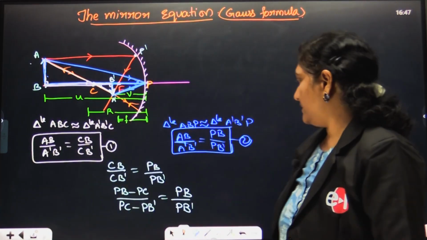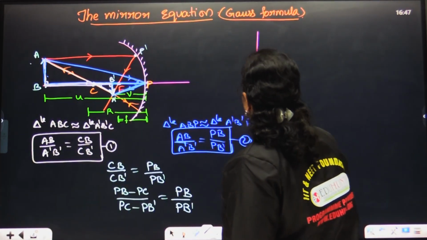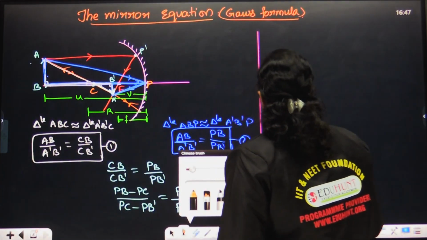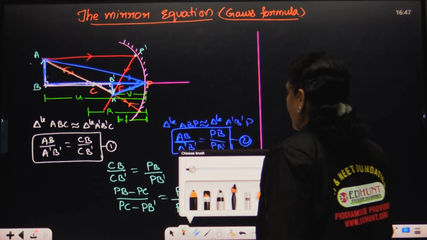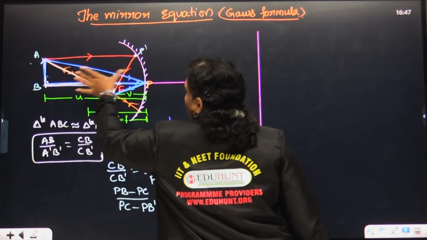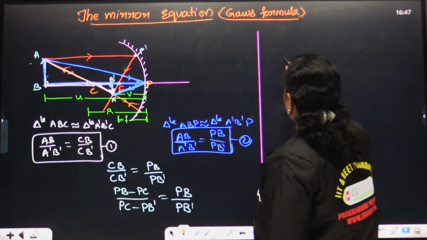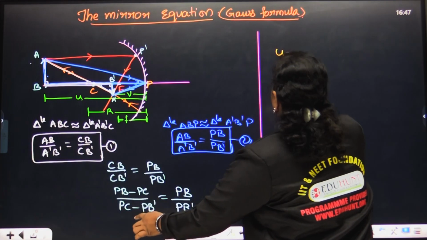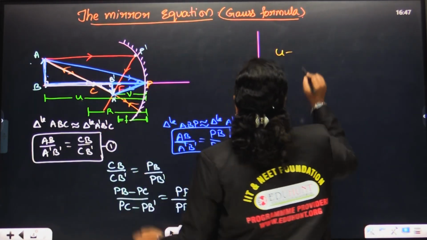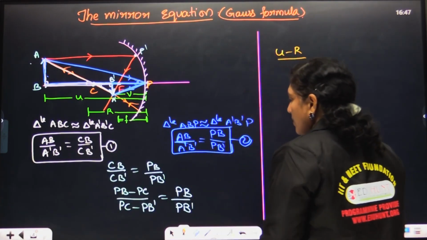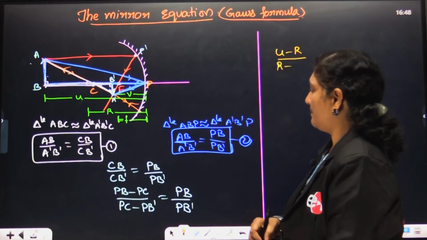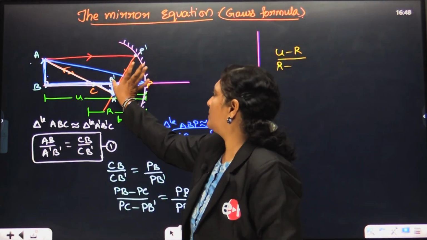Once the equation is clear, let us substitute their values carefully. So what we can conclude is, substituting all the values. The value of PB, where is PB? From here to here. The total length PB is written as U minus PC. PC means from here to here. This portion itself is called the radius of curvature R. So PC is radius of curvature R, minus PB dash. PB dash is this portion.